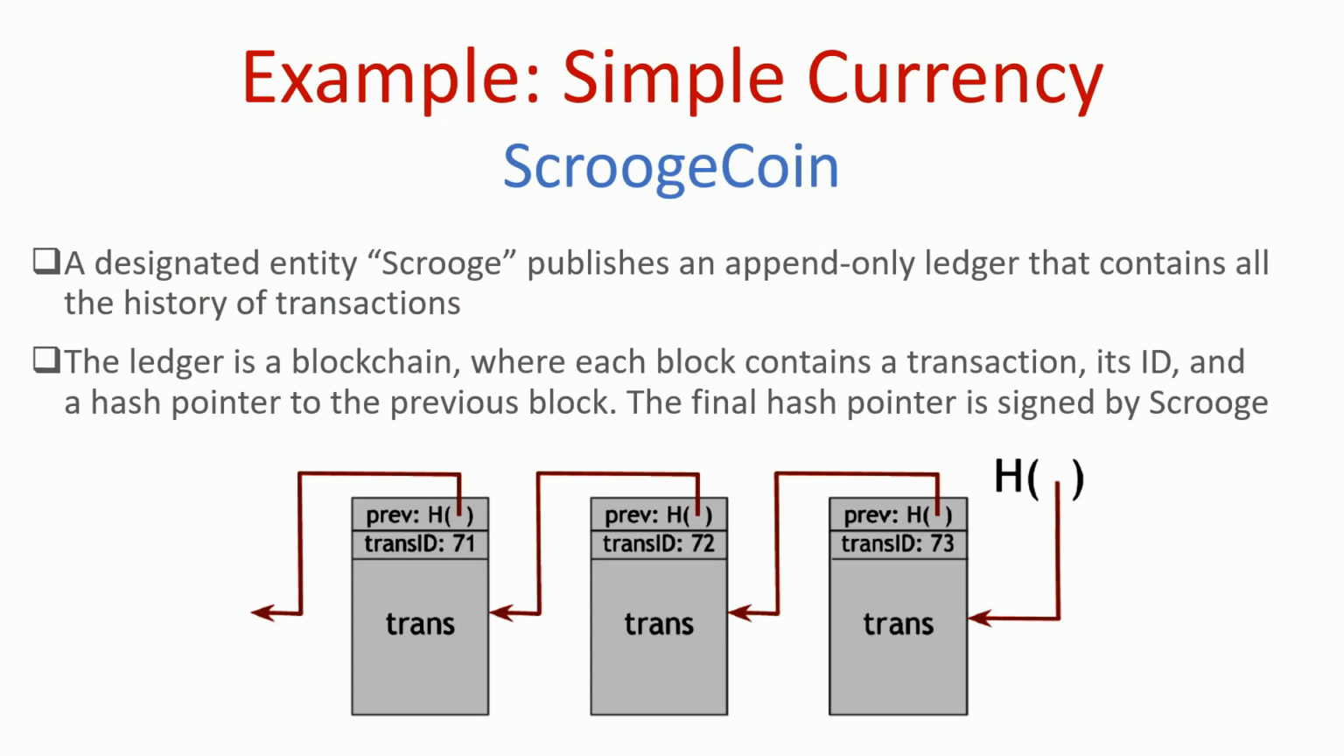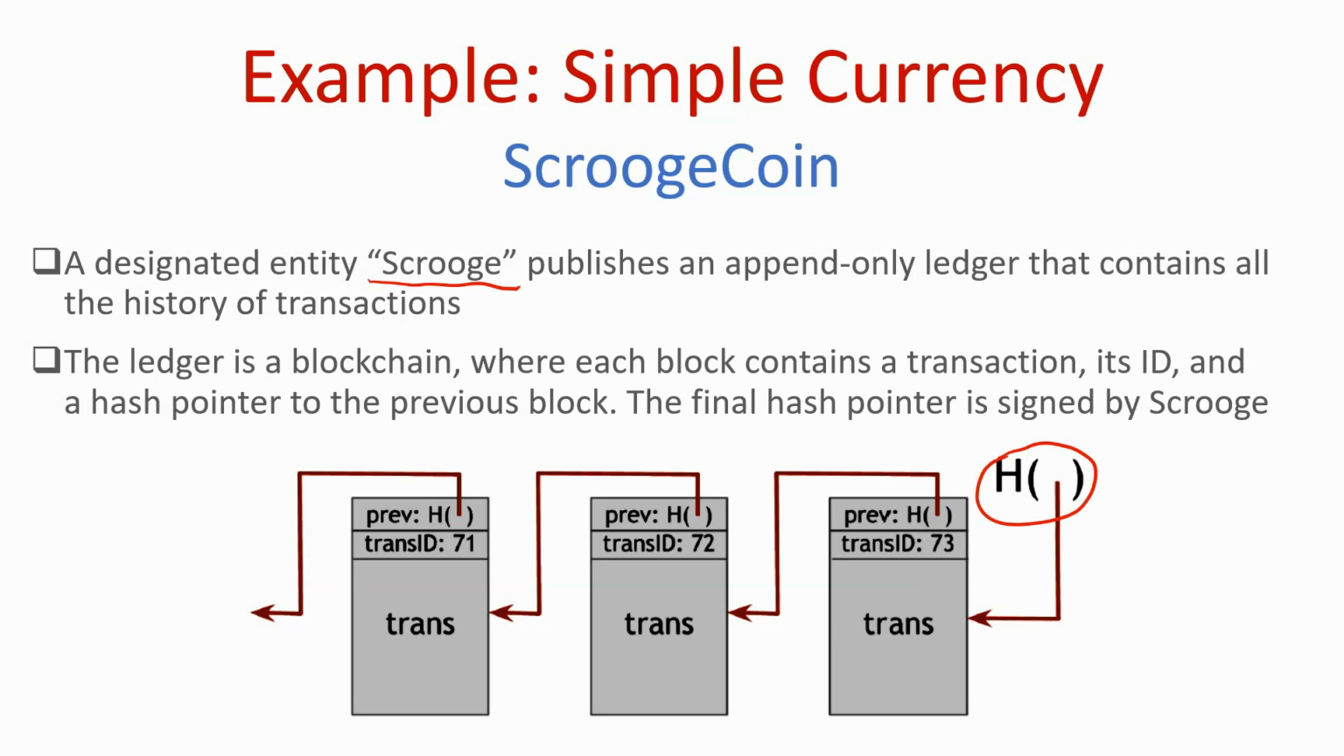In Scrooge coin, basically there is still one entity, Scrooge, and he is the only one that generates coins. But now Scrooge maintains a blockchain. Every time there is a transaction, Scrooge adds it to the blockchain, and the blockchain is public. And just as in any blockchain, everyone can see it, and everyone only needs to store the head of the list, the final hash pointer in the blockchain. This is the one that everyone can use to verify everything in the blockchain. And so the blockchain is also tamper-proof.